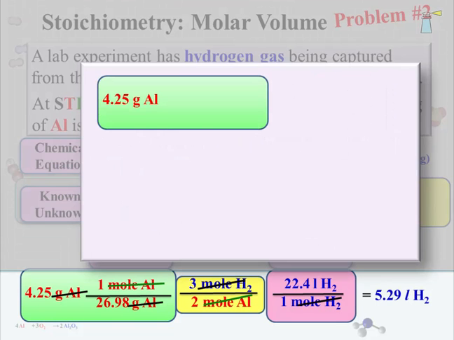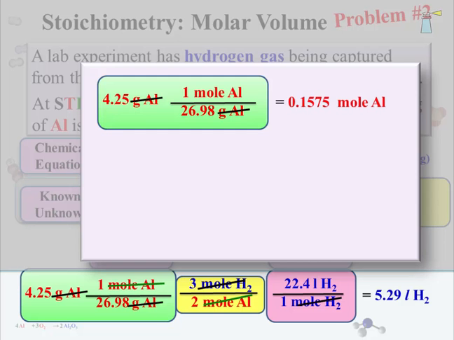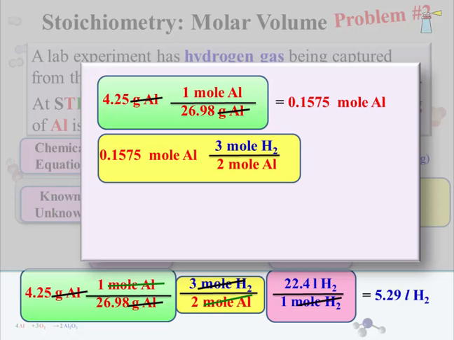Solving the problem in individual calculations begins with the calculation to get into moles. The starting value of 4.25 grams of aluminum is multiplied by the atomic mass of aluminum. Canceling out grams of aluminum produces the equivalent amount of 0.1575 moles of aluminum. Inserting that value before the mole ratio and canceling out moles of aluminum produces 0.2362 moles of hydrogen gas. That is how many moles of hydrogen that can be produced from 4.25 grams of aluminum in this reaction.